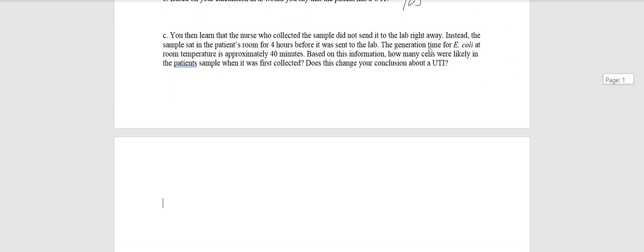Okay, so now we're going to move on to the next problem. And this is just part C of the same problem. So we're still going to be using the information that we had to calculate above to finish the rest of this.